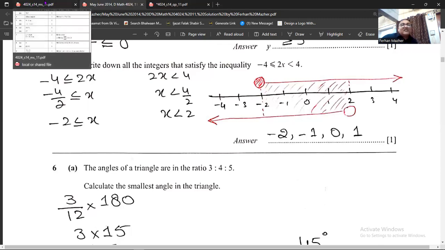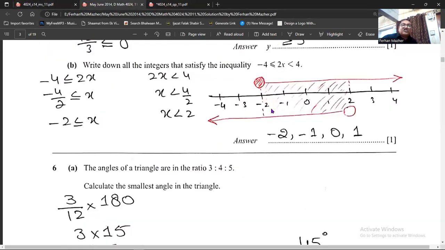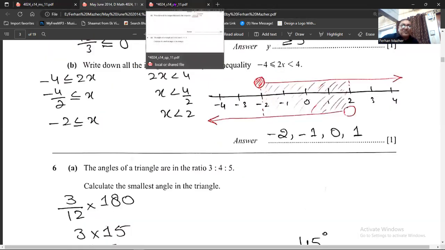Hopefully you understand. Let's check. -2, -1, 0, and 1. That is the answer. This is the solution. You can pause the video if you need more time with this question.